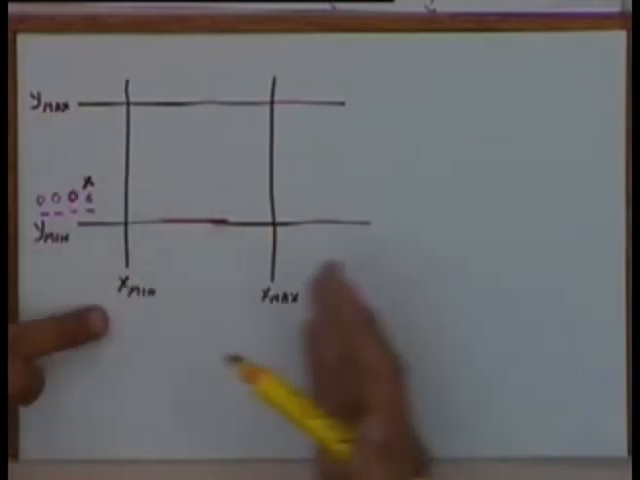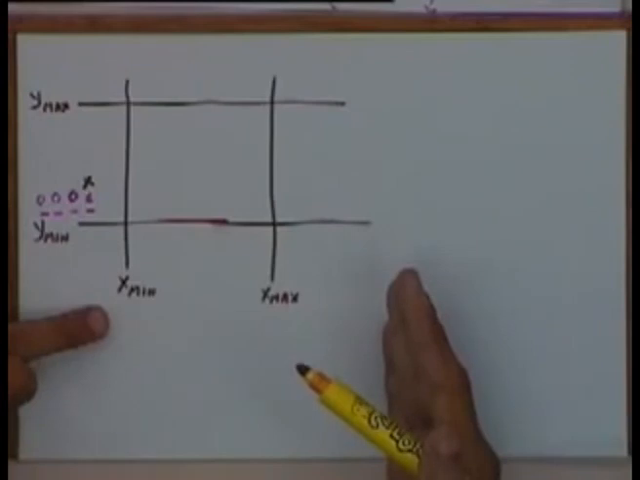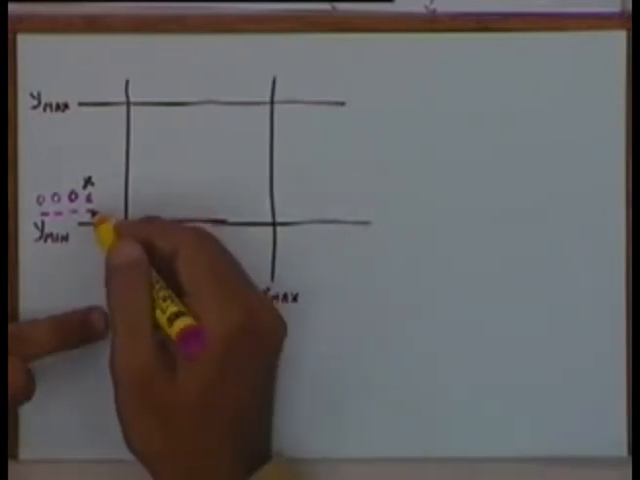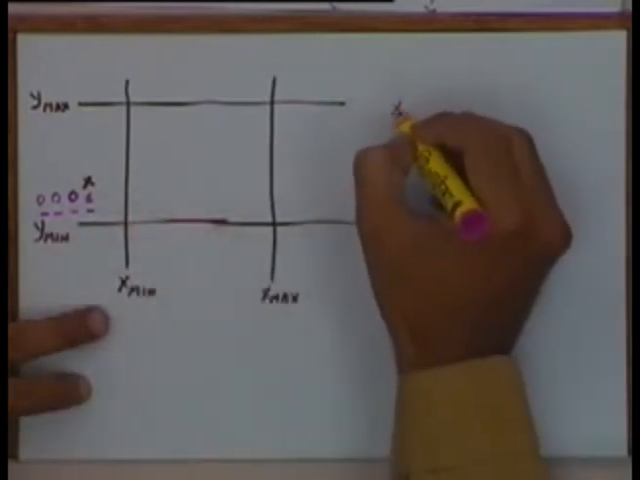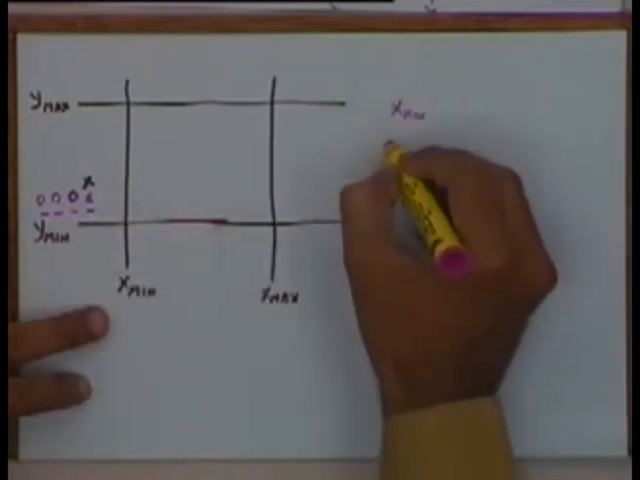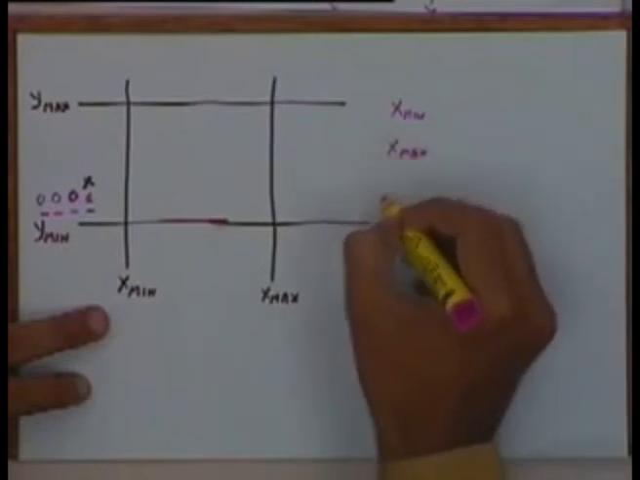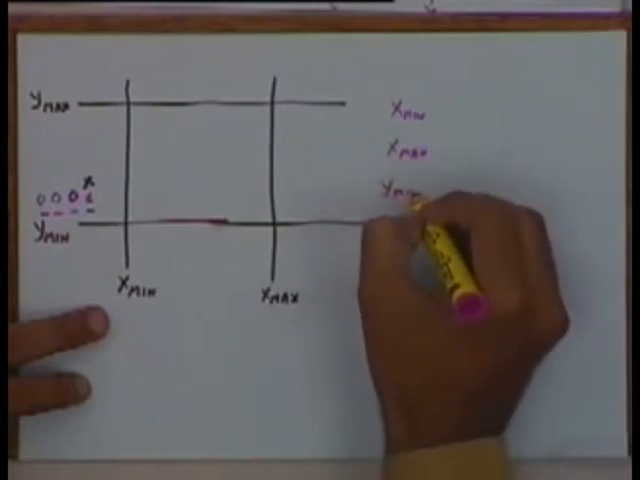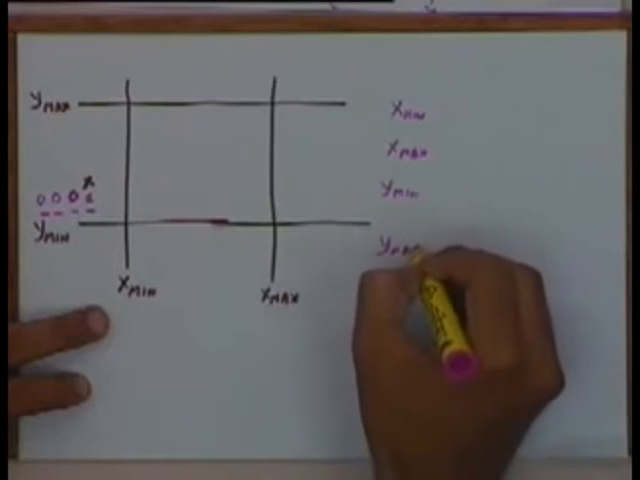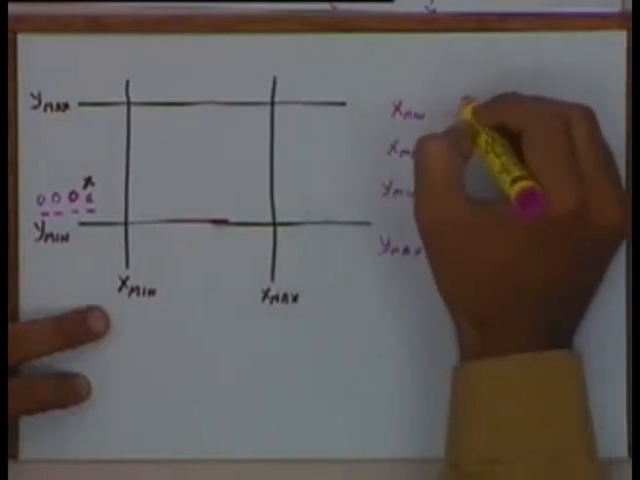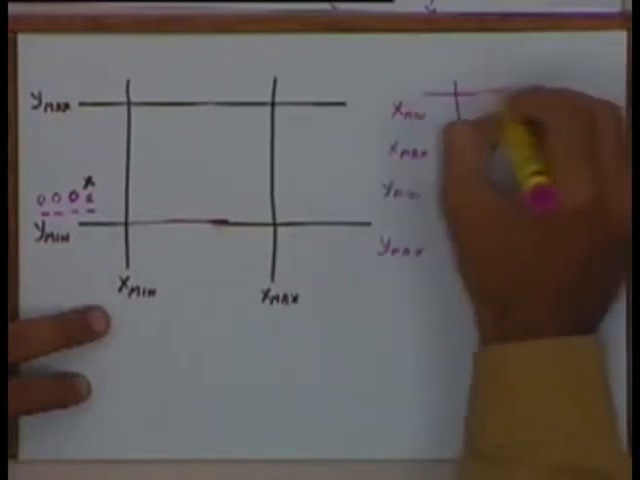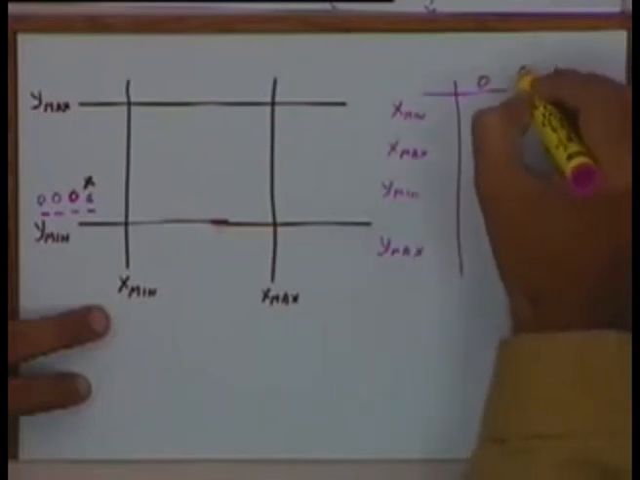If this point was to the right of the x-min line, we will again give it a code of 0. So with respect to x-min, x-max, y-min and y-max, with respect to each of them our code will be either 0 or 1.